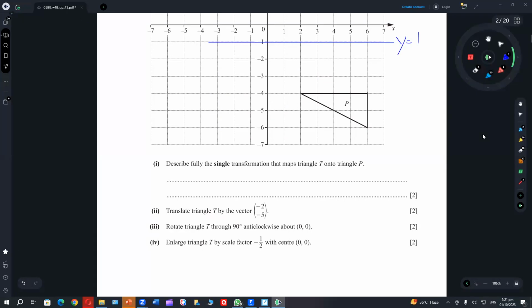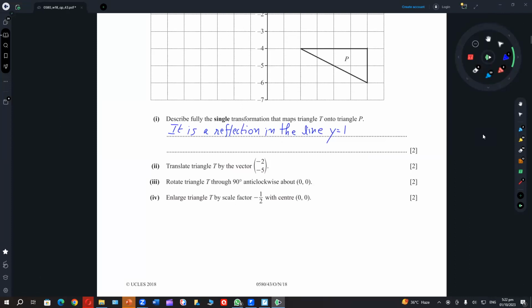Okay, so what is it? Translate triangle T by the vector (-2, -5). Minus 2 means 2 units left. Minus 5 means 5 units down.